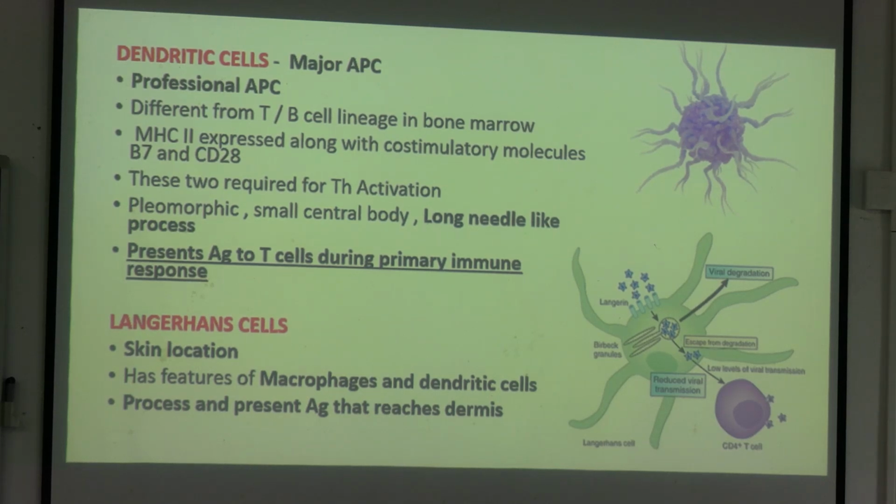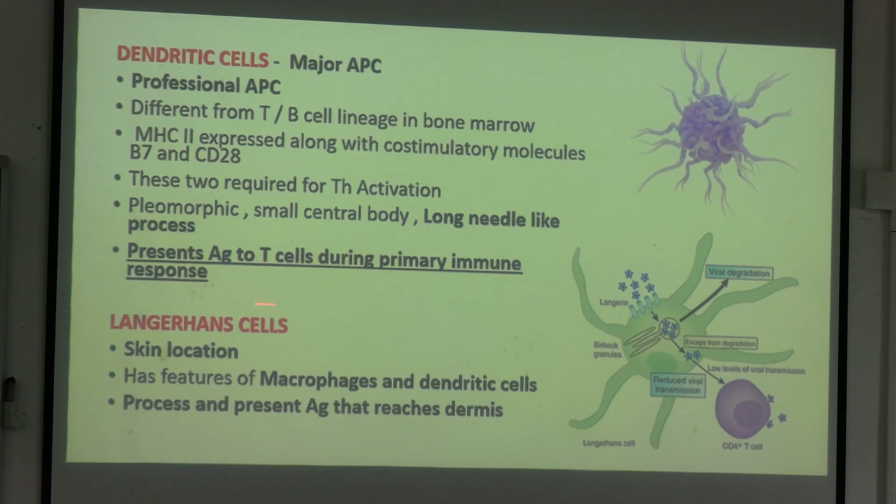Okay. Now whenever an antigen has come inside the body, first the cell that will be encountering the antigen will be the dendritic cell. Dendritic cell will recognize the antigen. They will take the antigen up, they will present it to the lymphoid cells so that further effector system can be carried out. Okay. Now they are different from the B or T cell lineage in the bone marrow. So প্রথম থেকেই ওরা আলাদা হয়ে গেল. MHC class 2 is expressed along with the co-stimulatory molecules B7 and CD28. These B7 and CD28 are required for the TH activation.